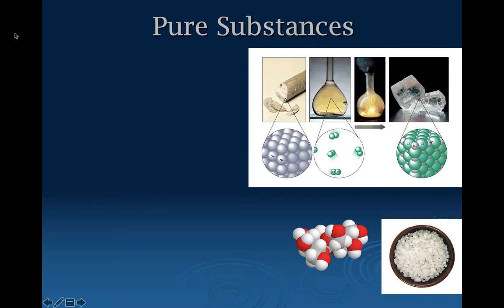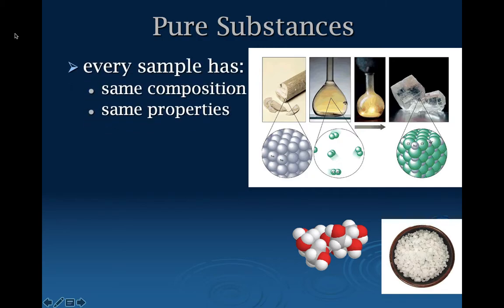Pure substances. New vocab word: a pure substance is anything that has the same composition and the same properties. So I have some pictures of some pure substances, very tiny. Have you seen sodium metal before? That's what sodium metal looks like.